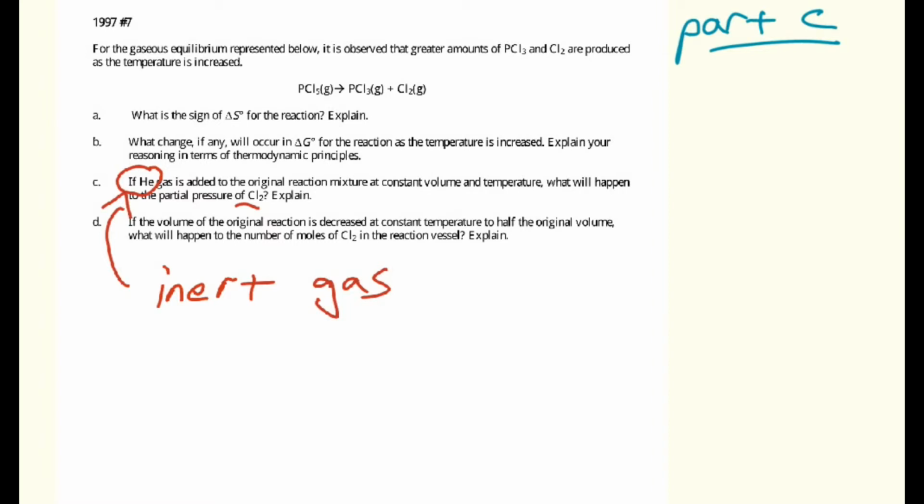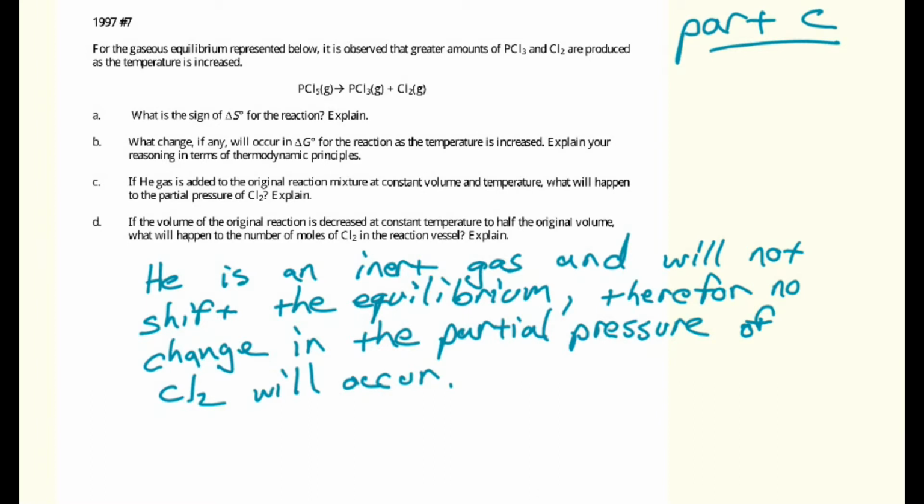So let's find a way to explain it. I said helium is an inert gas and will not shift the equilibrium. Therefore, no change in the partial pressure of chlorine will occur.